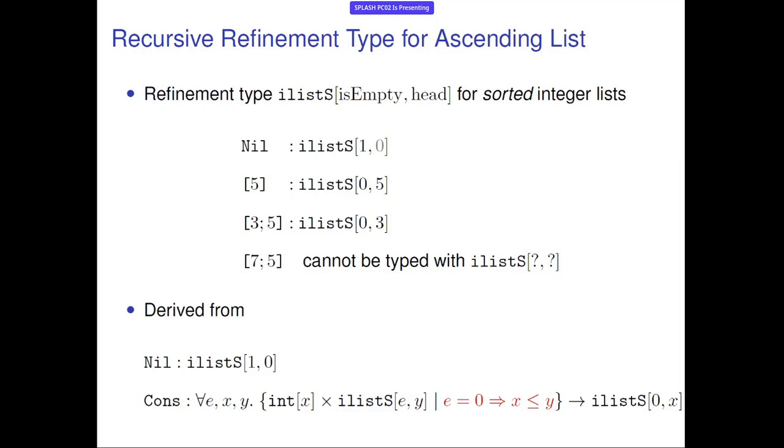So this is the definition, and as before, we can derive the type of expression from the type of constructors. The red part is the precondition of cons, which means that if the second parameter is not empty, the first entry should be less than or equal to the second entry. So the list of 7 and 5 does not satisfy this precondition and cannot be typed with ilist S.